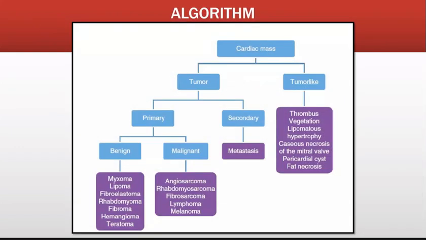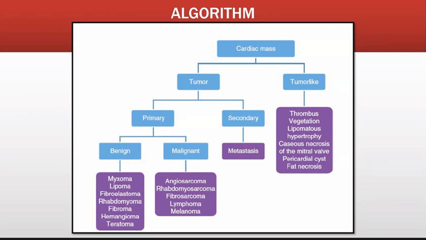Here is an algorithm I got from the book. Cardiac mass is divided into tumor and tumor-like lesions. For tumor-like lesions, we have thrombus formation, vegetation, etc. I'll not be discussing this part and will be focusing more on the tumors.